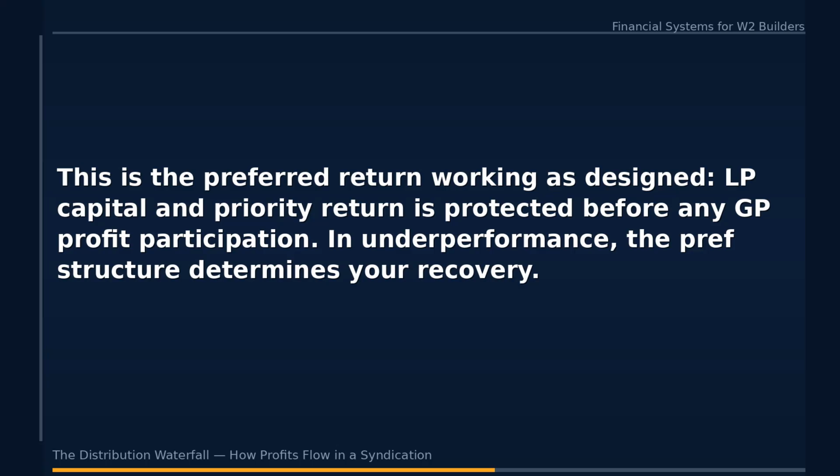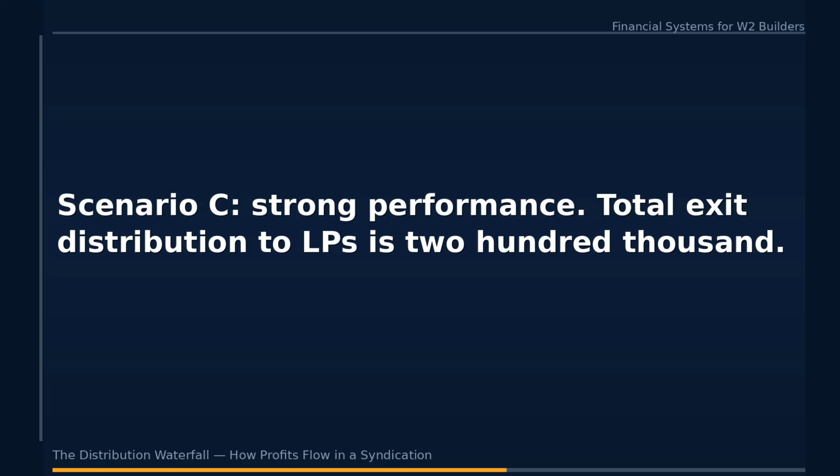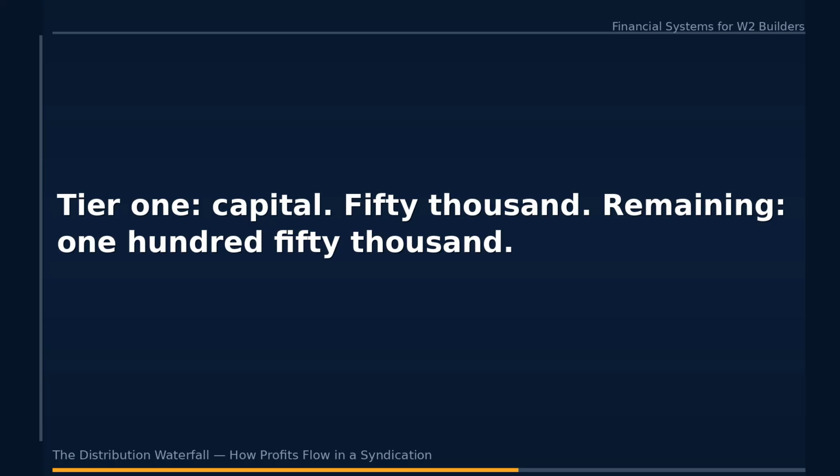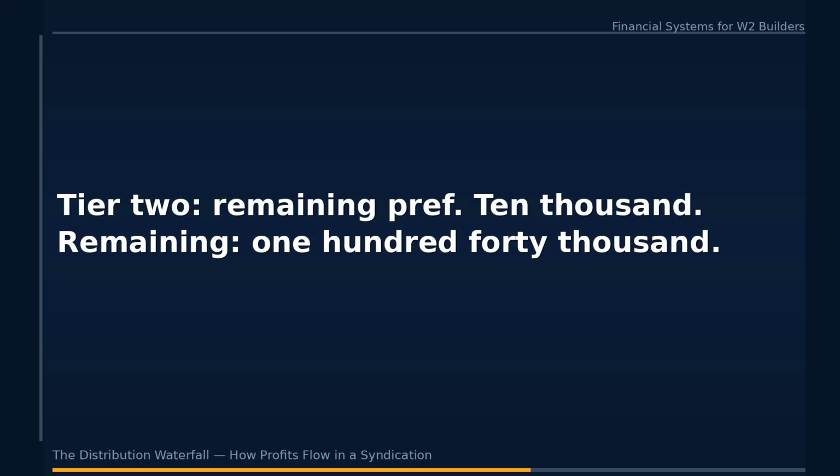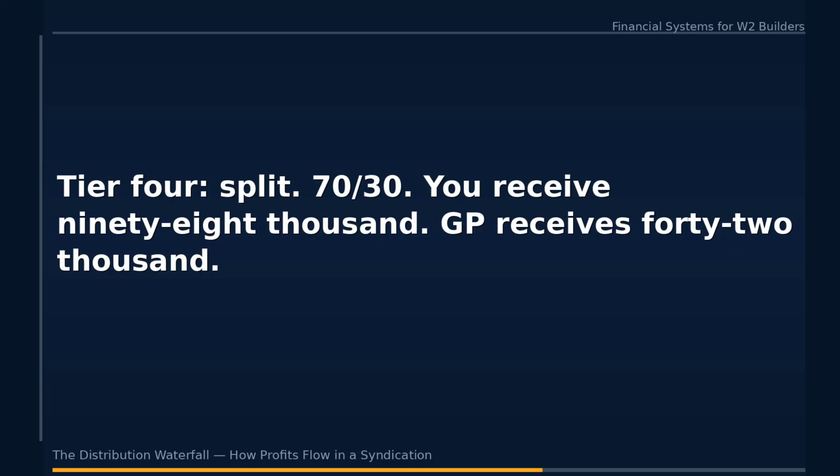In underperformance, the pref structure determines your recovery. Scenario C, strong performance. Total exit distribution to LPs is 200,000. Tier 1, capital. 50,000. Remaining, 150,000. Tier 2, remaining pref. 10,000. Remaining, 140,000. Tier 4, split. 70/30. You receive 98,000. GP receives 42,000.